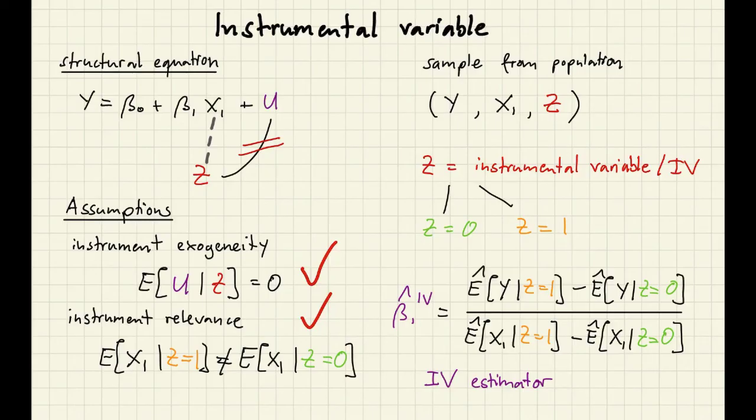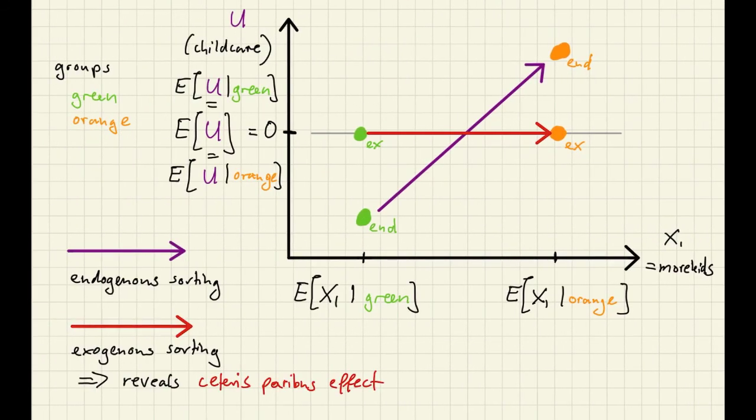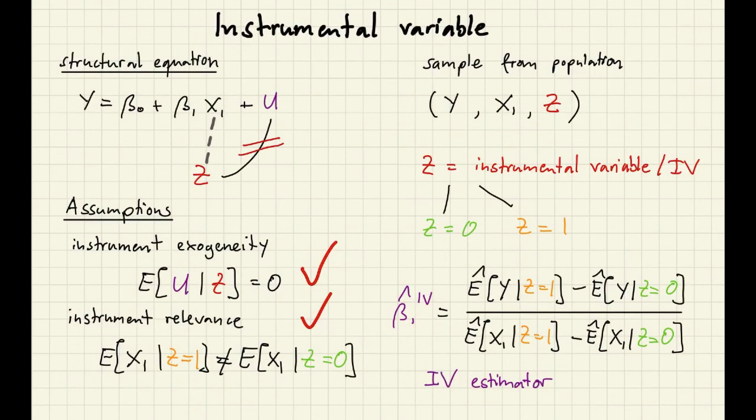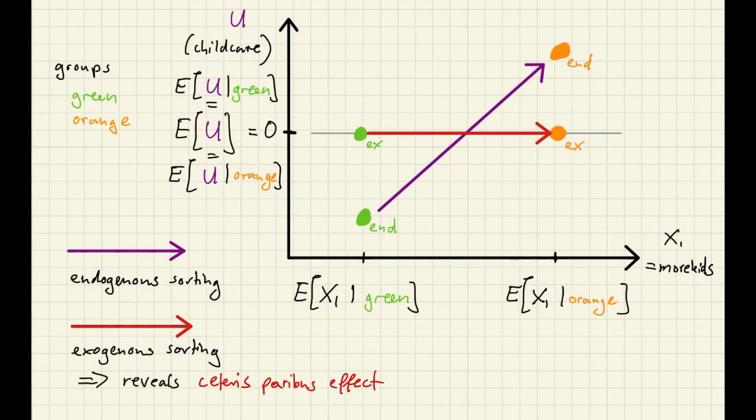In this video, I introduced instrumental variable regression. Instrumental variable regression is motivated by the fact that a regressor is endogenous if it's sorting on the error term, and in that case, OLS does not estimate the ceteris paribus effect that we're interested in. If we observe an instrumental variable that satisfies both the instrument exogeneity assumption and the instrument relevance assumption, then we can sort observations into 2 groups. And if we compare these 2 groups, we reveal the ceteris paribus effect.